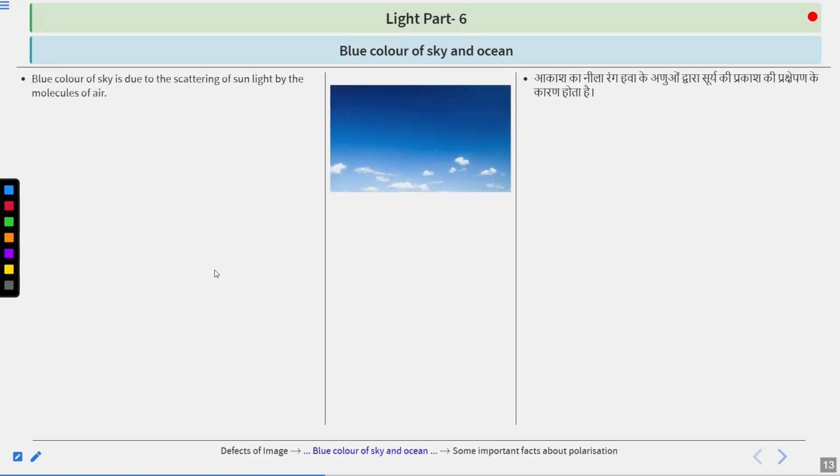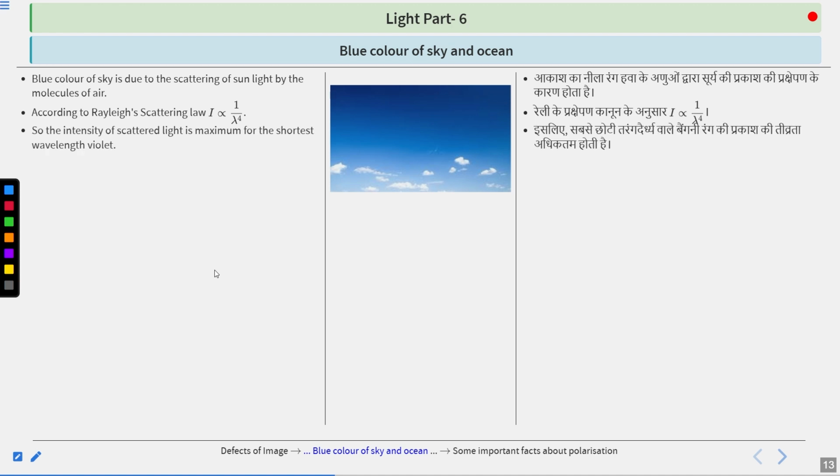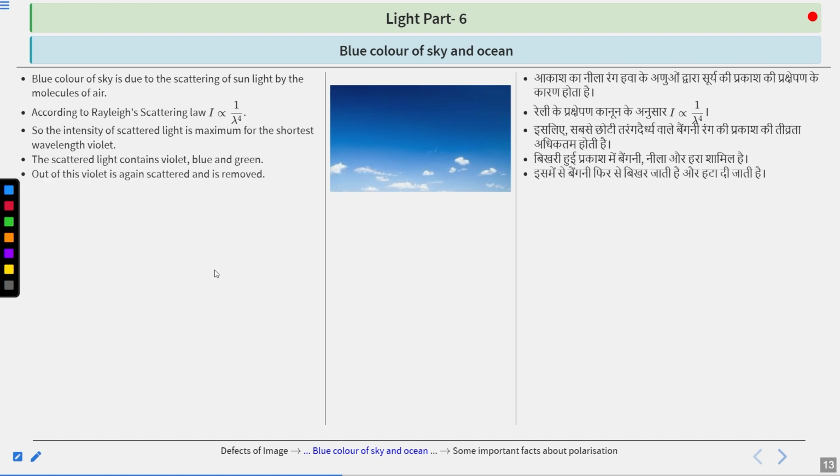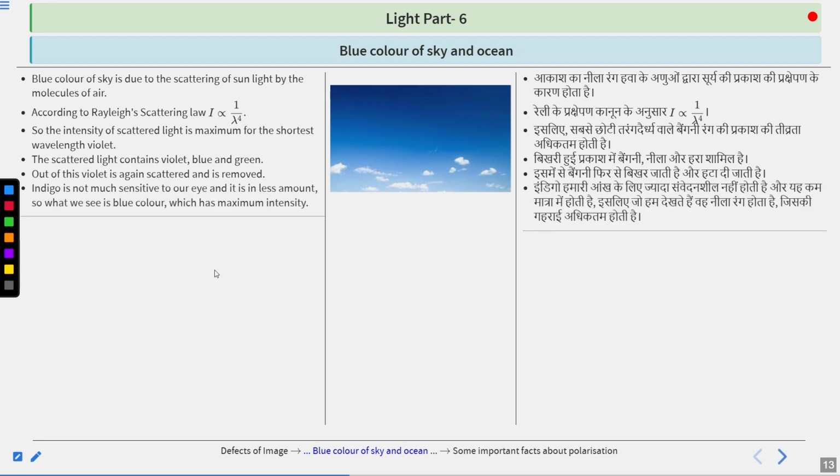Now, what is the reason behind the blue color of sky and ocean? Why do they appear blue? The blue color of the sky is due to the scattering of sunlight by the molecules of air. According to Rayleigh scattering law, I is proportional to 1 by lambda 4. So the intensity of scattered light is maximum for the shortest wavelength, violet. The scattered light contains violet, blue and green. Out of this, violet is again scattered and removed. Indigo is not very sensitive to our eye and it is in less amount. So what we see is blue color, which has maximum intensity.